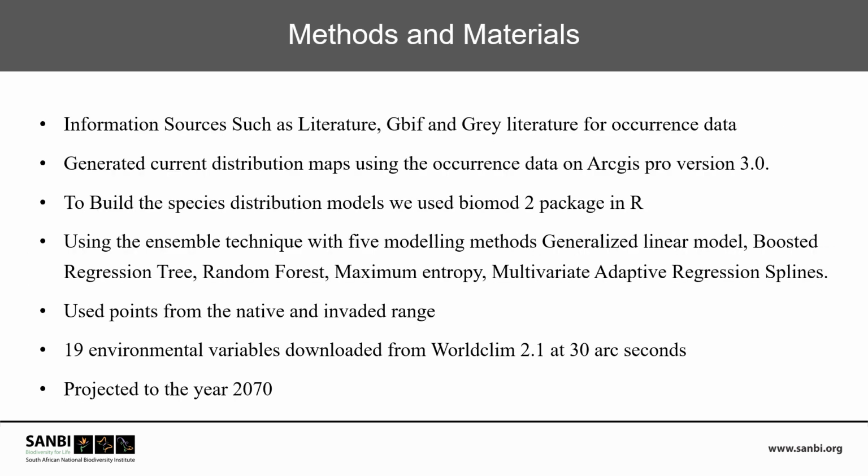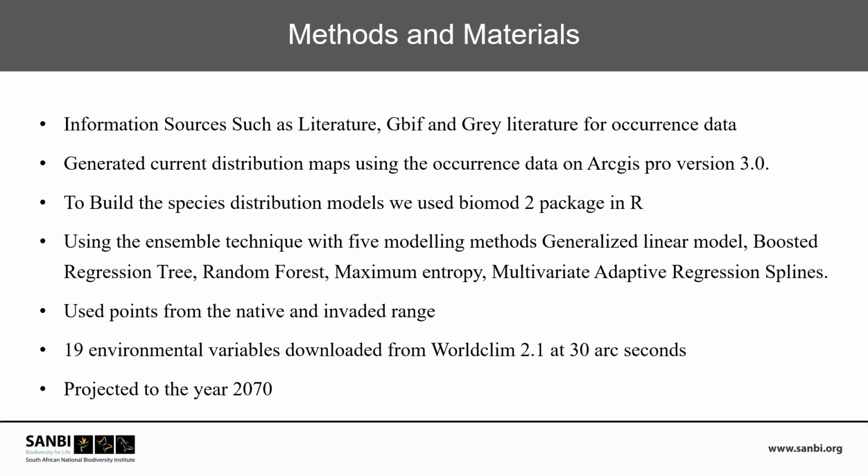We used information sources such as literature, GBIF, and grey literature for occurrence data. To generate the current distribution maps, we used the occurrence data that we obtained from the sources and generated the maps on ArcGIS Pro version 3.0.